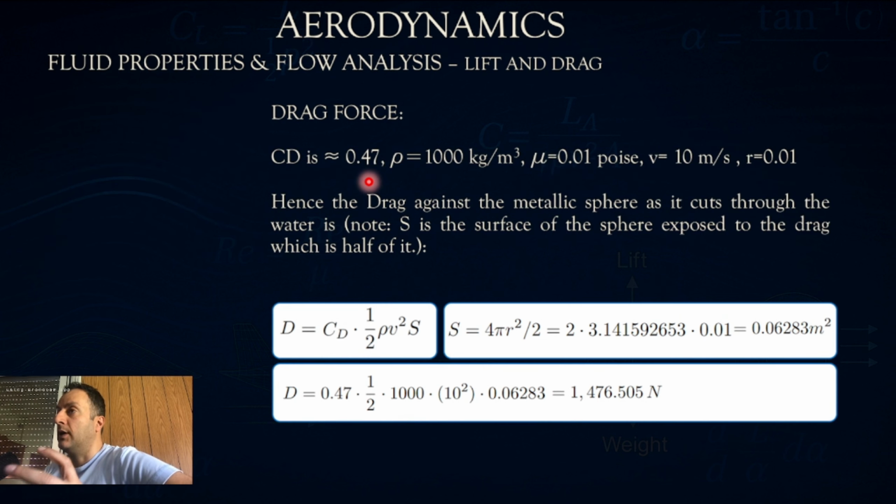So you have the drag coefficient 0.47, and we have all other values, hence the drag against the metallic sphere as it cuts through the water is computed as follows. Note that S is the surface of the sphere exposed to the drag, which is half of the sphere area, or 4 pi r squared divided by 2. That's the contact surface with the flow, okay?